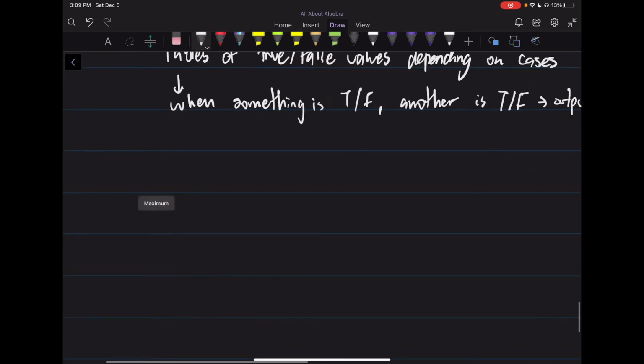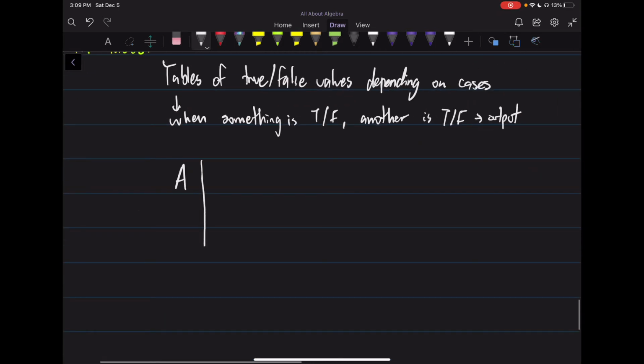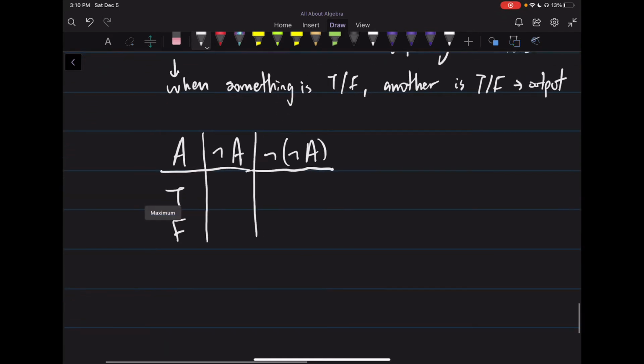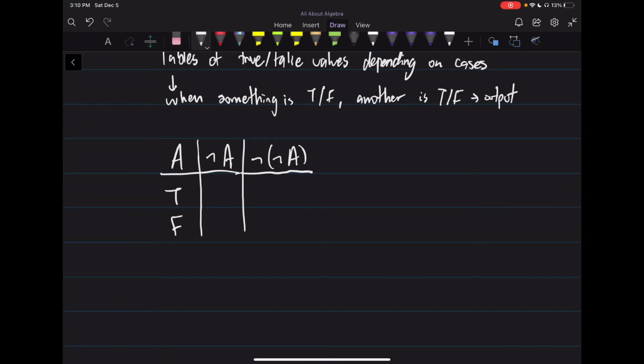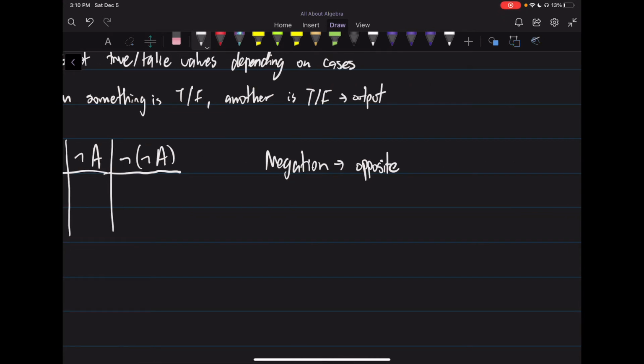It's like saying this, right? I have two cases. So say I have a statement A and I have a negation of A, right? Well, A could be two things. It could be either true or false. Well, we know that the negation would just be the opposite truth value, right? Because we're taking the opposite statement, so it would be the opposite truth value.